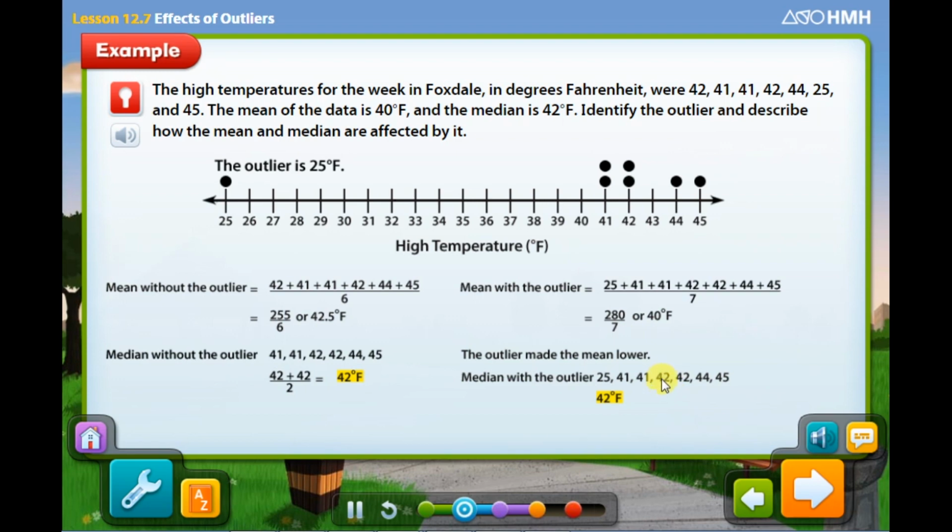Compare the median with the outlier to the median without the outlier. 42 degrees Fahrenheit equals 42 degrees Fahrenheit, so the outlier did not affect the median. Let's see another example. So to recap here, the mean decreased, okay, because the number here is way much less than the other numbers. That's why if you add it with the numbers to find the mean, the number will decrease, okay? That's normal. And the median is still the same, okay? Let's see another example.